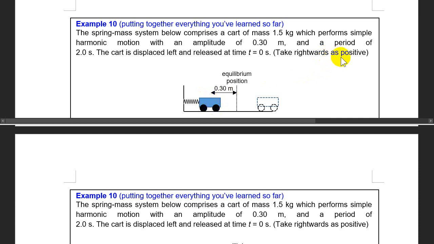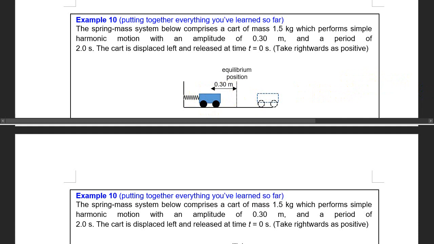Okay, take rightwards as positive. That means at this point here, the displacement is minus 0.3 meters because it's on the left side of the equilibrium point. At this point here, the displacement is positive 0.30 meters. Okay, so at the beginning, x is negative 0.30 because it starts here. Okay, then what's the question?